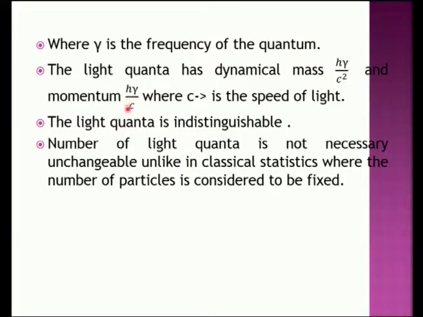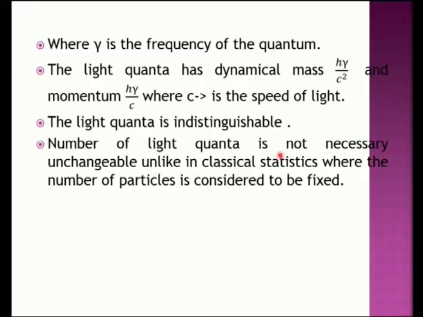Any body which possesses momentum is a moving particle or moving entity. So, the light quanta has dynamical mass h nu by c square and momentum h nu by c, where c is the speed of light. Then this light quanta is also indistinguishable. So, Bose utilized this concept to propose the statistics, that is, the number of particles in a particular energy level.